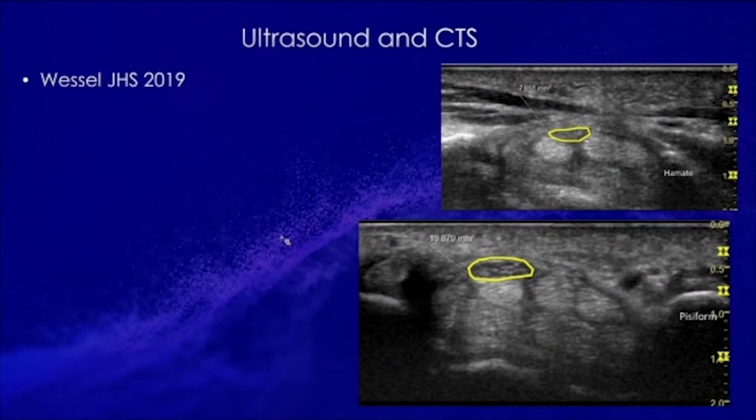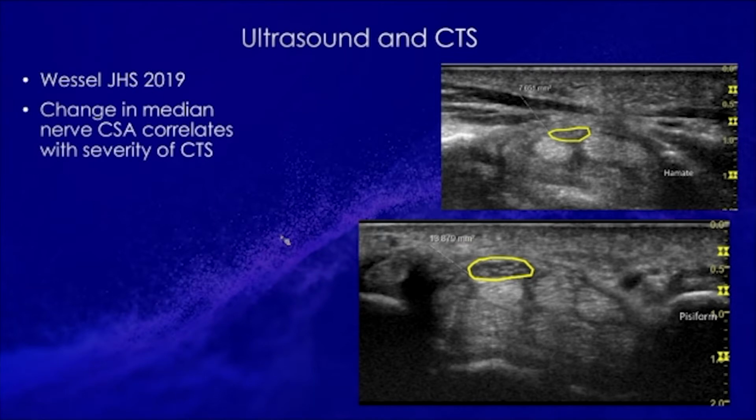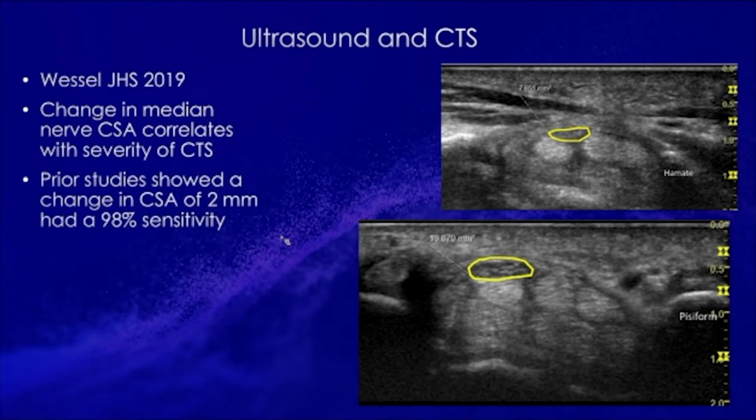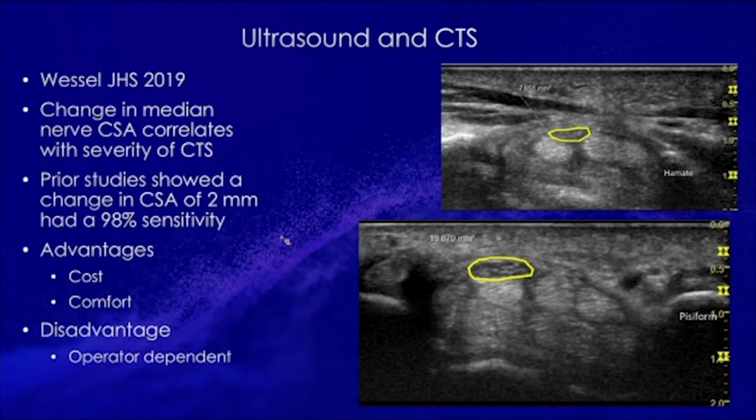As Steve said as well, ultrasound is becoming more popular and is being studied more. If you look at the change of the median nerve cross-sectional area, it does correlate with severity of carpal tunnel. There are studies showing that a change in cross-sectional area of 2 millimeters above the carpal tunnel and within had a 98% sensitivity for picking up carpal tunnel. It has obvious advantages: it's much cheaper, and any time you can avoid sticking needles into someone and zapping them, they'll be much more comfortable. It does have the disadvantage, like other issues with ultrasound, that it is very operator dependent.